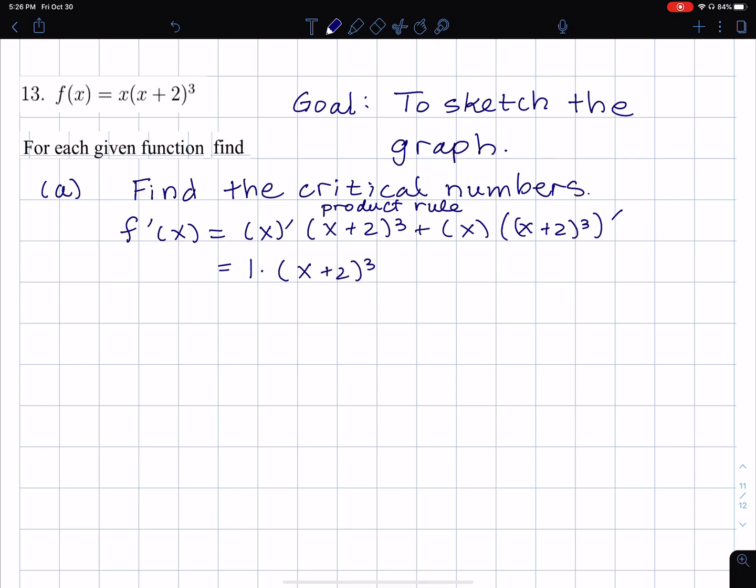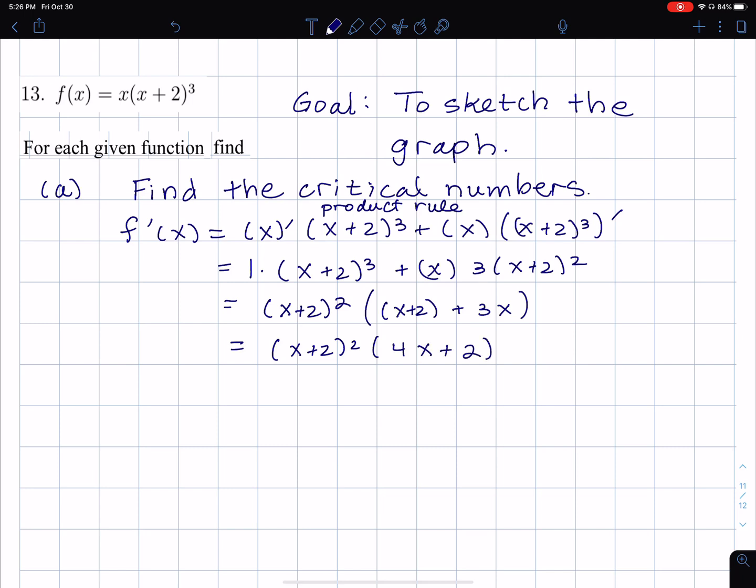So I take the derivative of the first factor, which is x, and that derivative is 1. I leave the other factor alone, then I leave x alone and take the derivative of x plus 2 cubed. And then I'm going to set that equal to 0 and solve. I am going to factor out x plus 2 squared, which will leave behind x plus 2. See, x plus 2 squared times x plus 2 is x plus 2 cubed. And it will leave behind 3x. So that becomes x plus 2 squared times 4x plus 2.